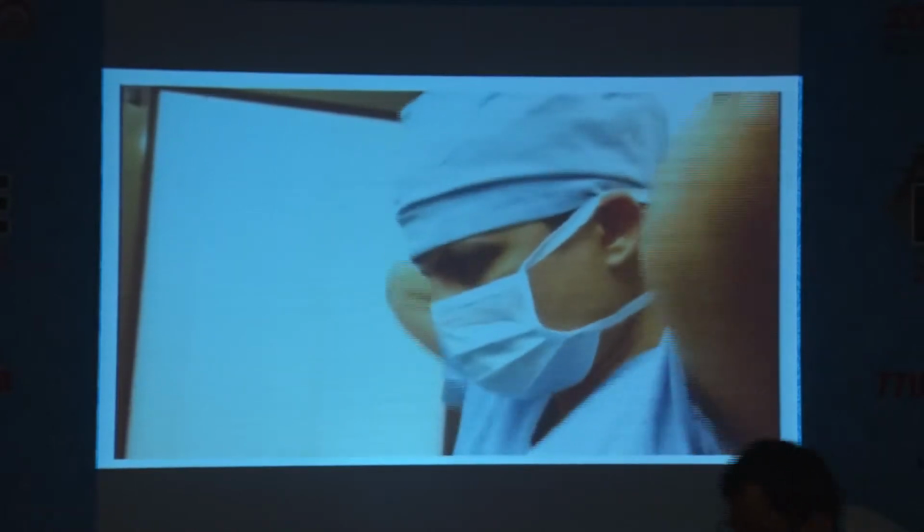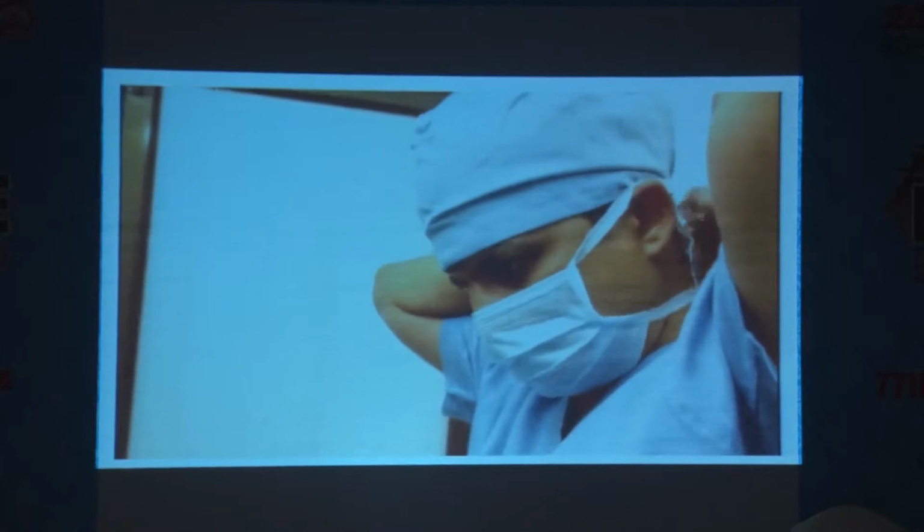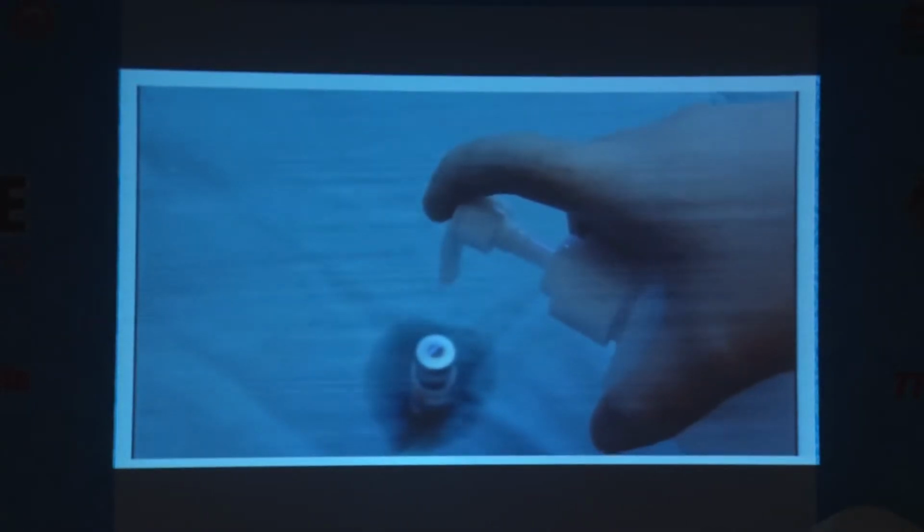In the OR, the surgeon wears a mask and scrubs for the procedure. The injection is prepared by the scrub nurse. After removing the plastic cap of the vial, the rubber cap is sterilized with alcohol. Alcohol is allowed to dry.